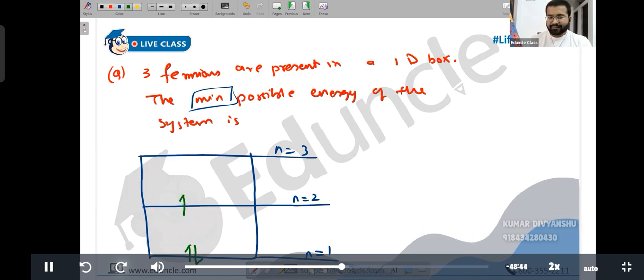We don't care about the spin. The third one can have up spin. The third one can have down spin. We don't care about the spin of the third. Okay? But the point is, the third one will go in the second state. That's it. So what is the energy of the system?